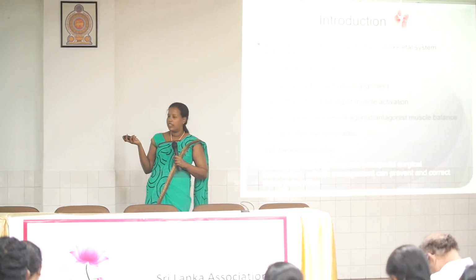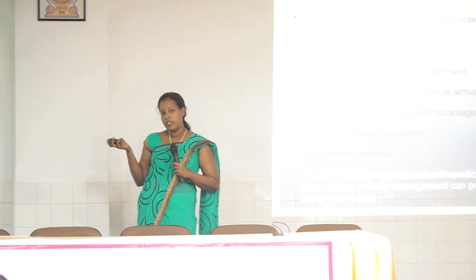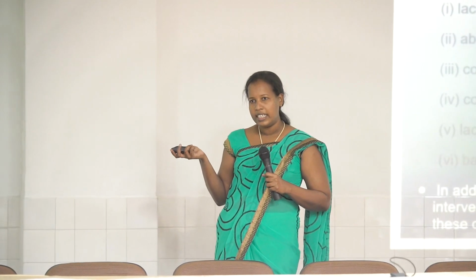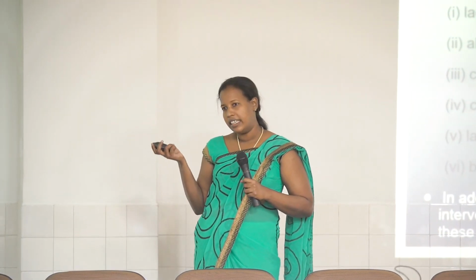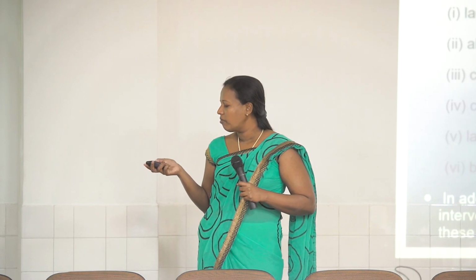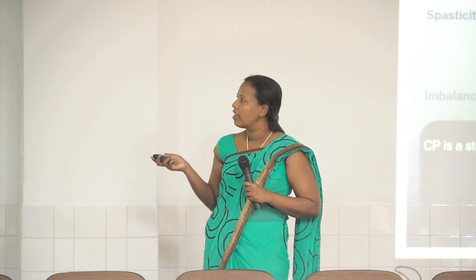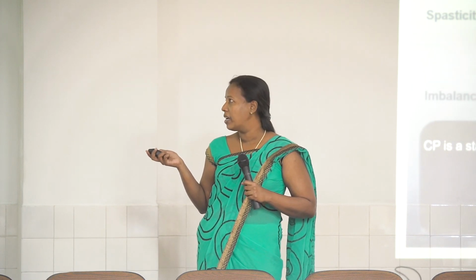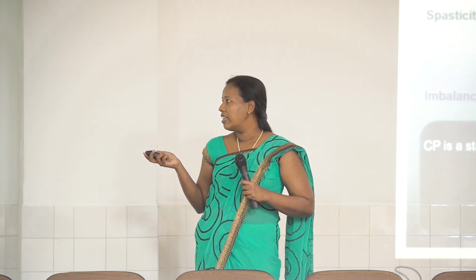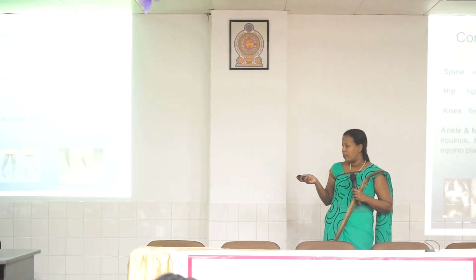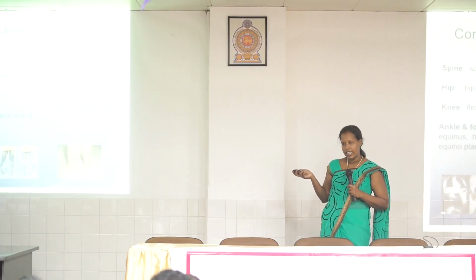These are the common musculoskeletal deformities that we mostly address in cerebral palsy. This is due to spasticity and weakness of the muscles, which leave the joints in an imbalanced position, and in the long term this leads to joint deformities. These are the common lower limb and upper limb deformities we see in a child with cerebral palsy, and most of the time we use orthotic intervention.